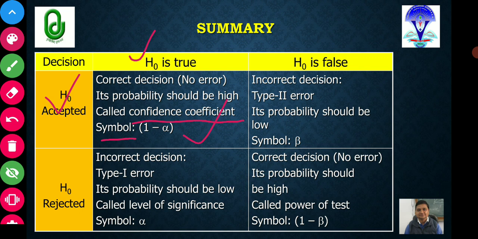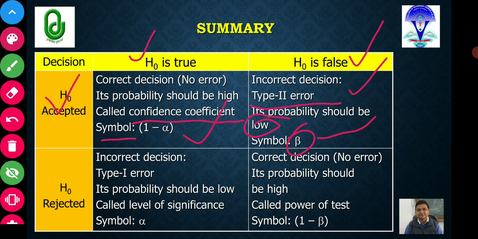Second situation, when the null hypothesis is false and you have accepted it. This is called type 2 error. Its probability should be low. Whenever you are testing a test criteria, the probability of committing type 2 error by that particular test criteria should be low. It is given by the symbol beta. I have already told you. Now a question arises, but let me finish this, then I will tell you.